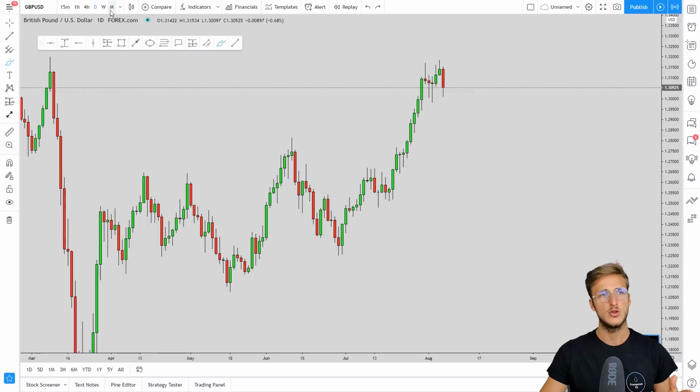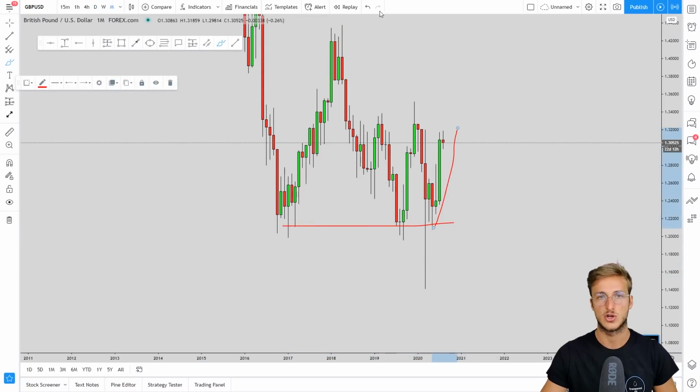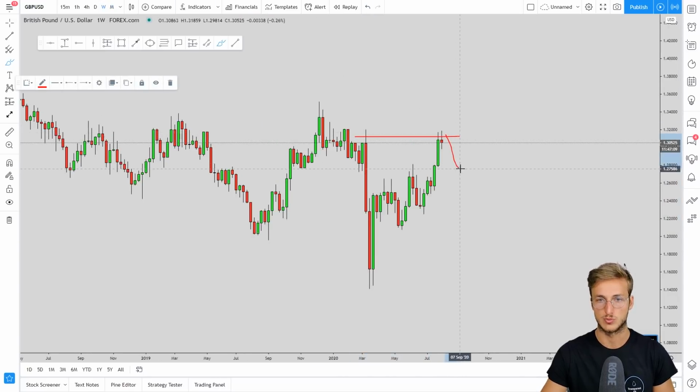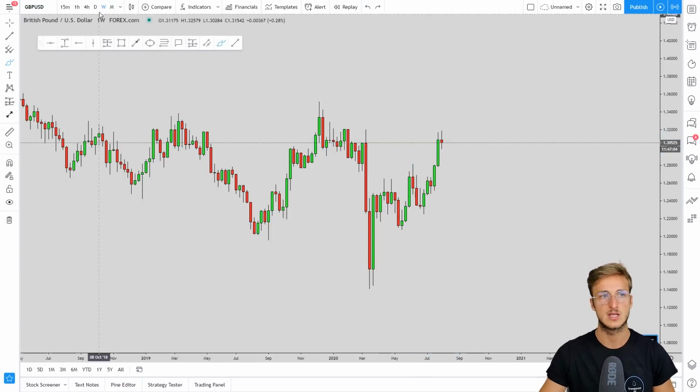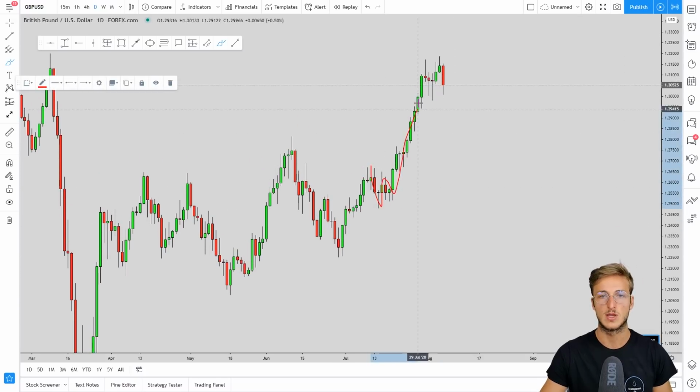So on the monthly, we wanted just to recap. On the monthly, we have seen a clear rejection of a very strong support area. On the weekly, we are at very strong supply with a W formation, and we want to see the market give us a move to the downside. And on the daily, we have as well an overextended W formation, and we would like to see the market give us a move to the downside.